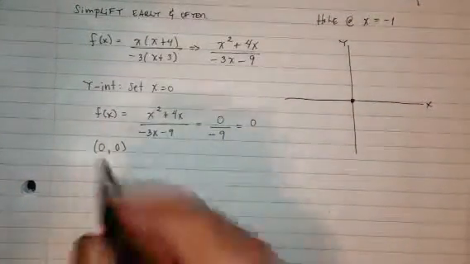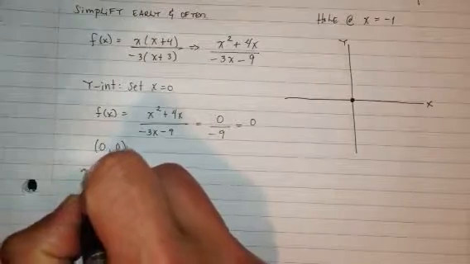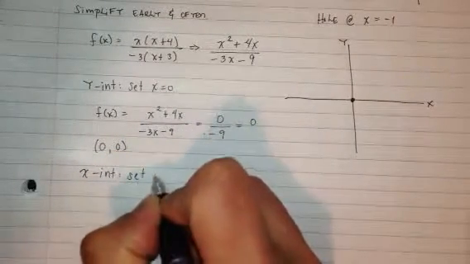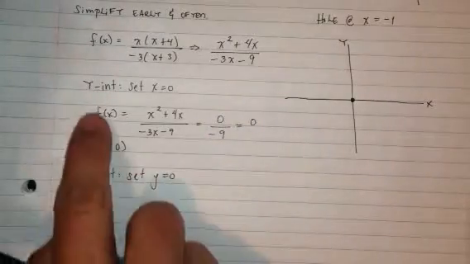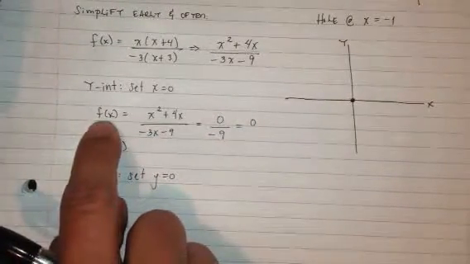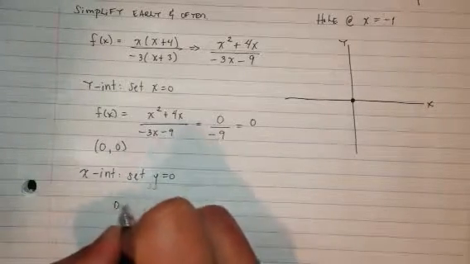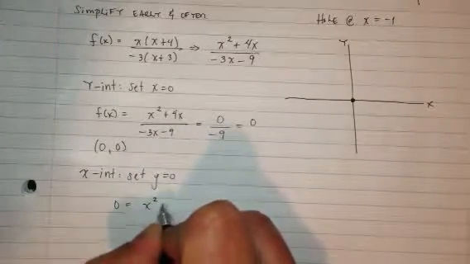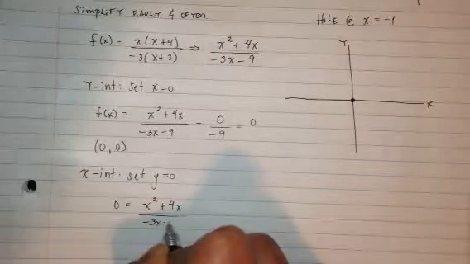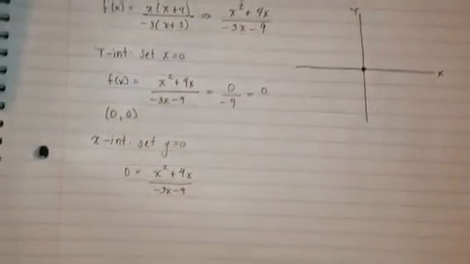So let's go ahead and do the second thing. Now that I found the y-intercept, let's find the x-intercept. How do I do that? Well, we're going to set y equal to 0. So if this is my function, this guy's going to be my 0. So we're going to have 0 is equal to x squared plus 4x divided by -3x minus 9. So now I have to solve that.